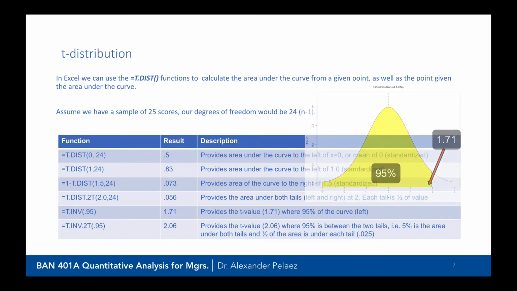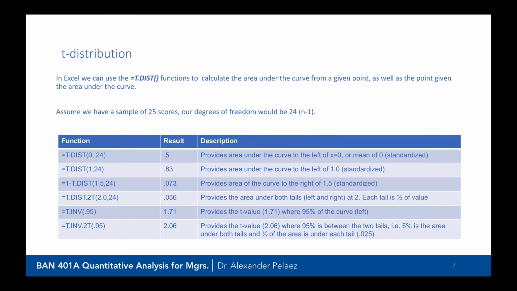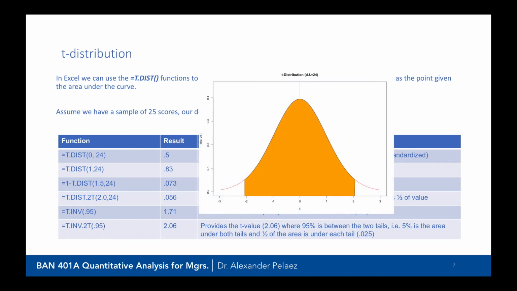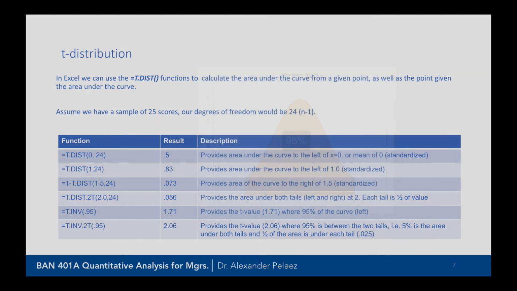We can also do the reverse and say, provide the t-value where 95% is between the two tails. So for example, we will do T.INV.2T, and the result is 2.06. So the 95% is between the two tails. That is, 5% of the area is under both tails, 1/2 on one side and 1/2 on the other side, or 0.025.